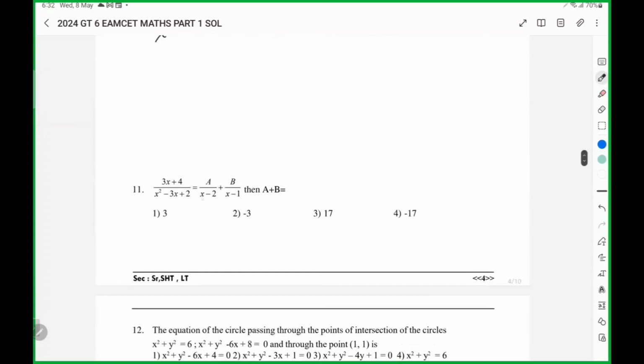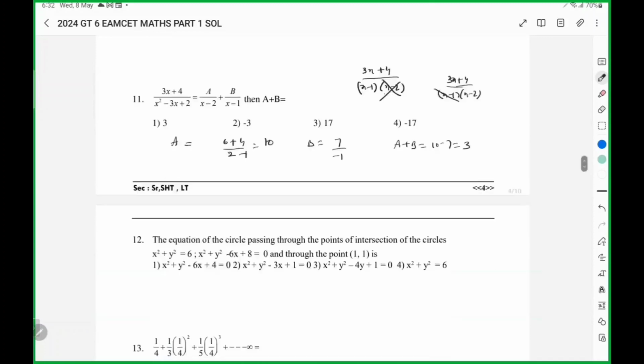Here it is A plus B. If you want A, this is 3x plus 4 by (x minus 1)(x minus 2). Do you want the A value? Remove x minus 2, substitute x equal to 2 in the remaining part. If you want B, remove x minus 1, substitute x equal to 1. So A plus B will be 10 minus 7, which is 3.